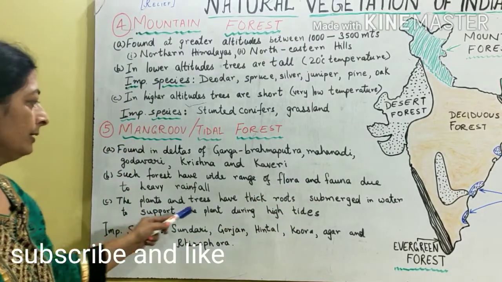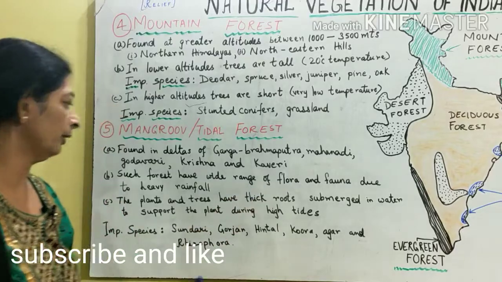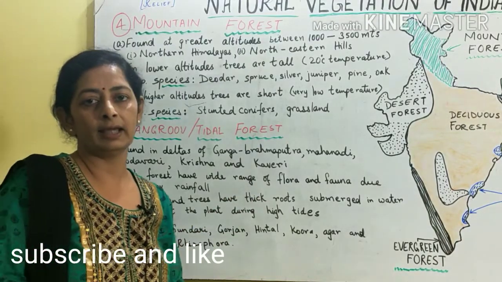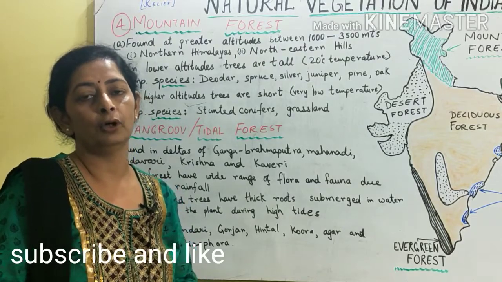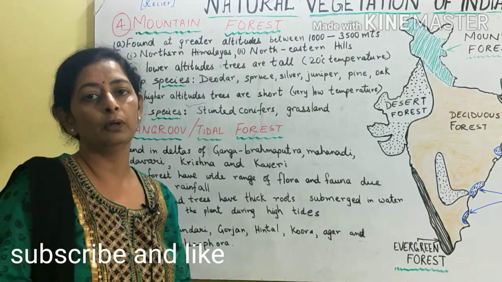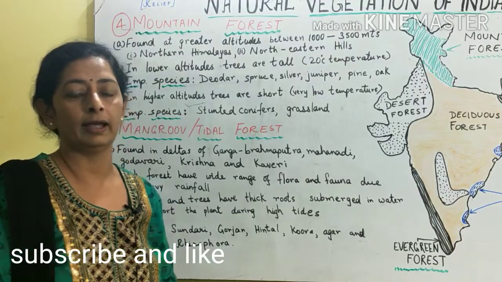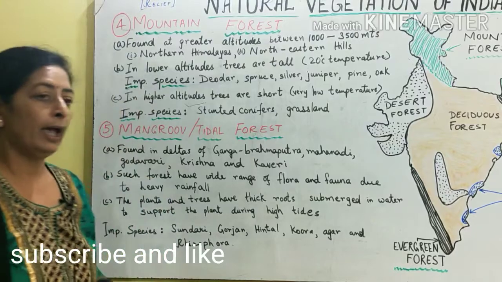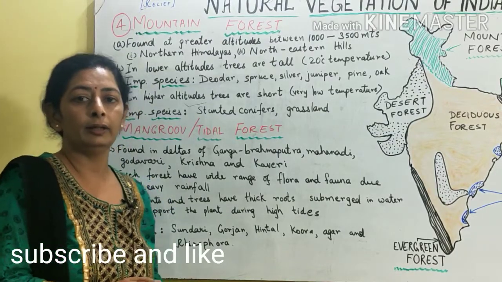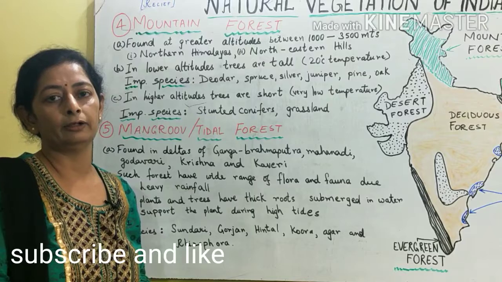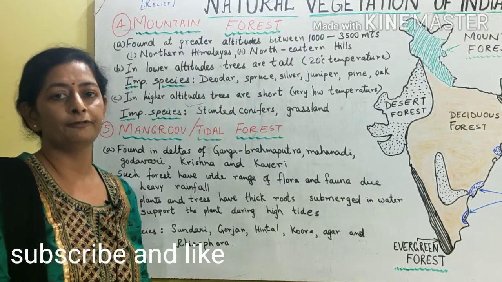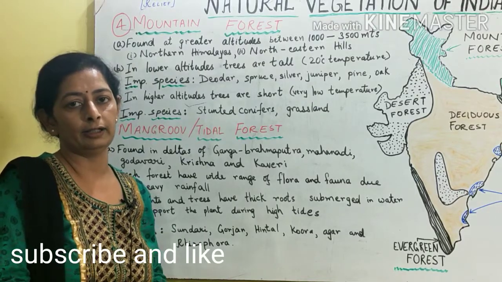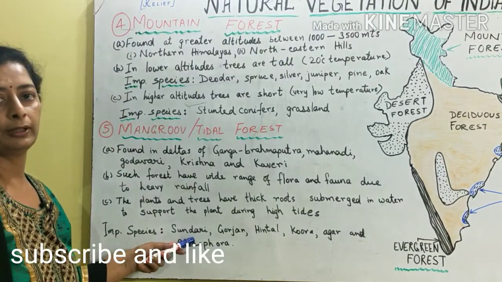The plants and trees have thick roots submerged in water, and this supports the plant during the high tides, when the plants may get disturbed or torn and worn away. These high tides also contain a lot of saline salt content in them. As such, some species of trees can grow very well even in saline water, especially the Sundari tree.